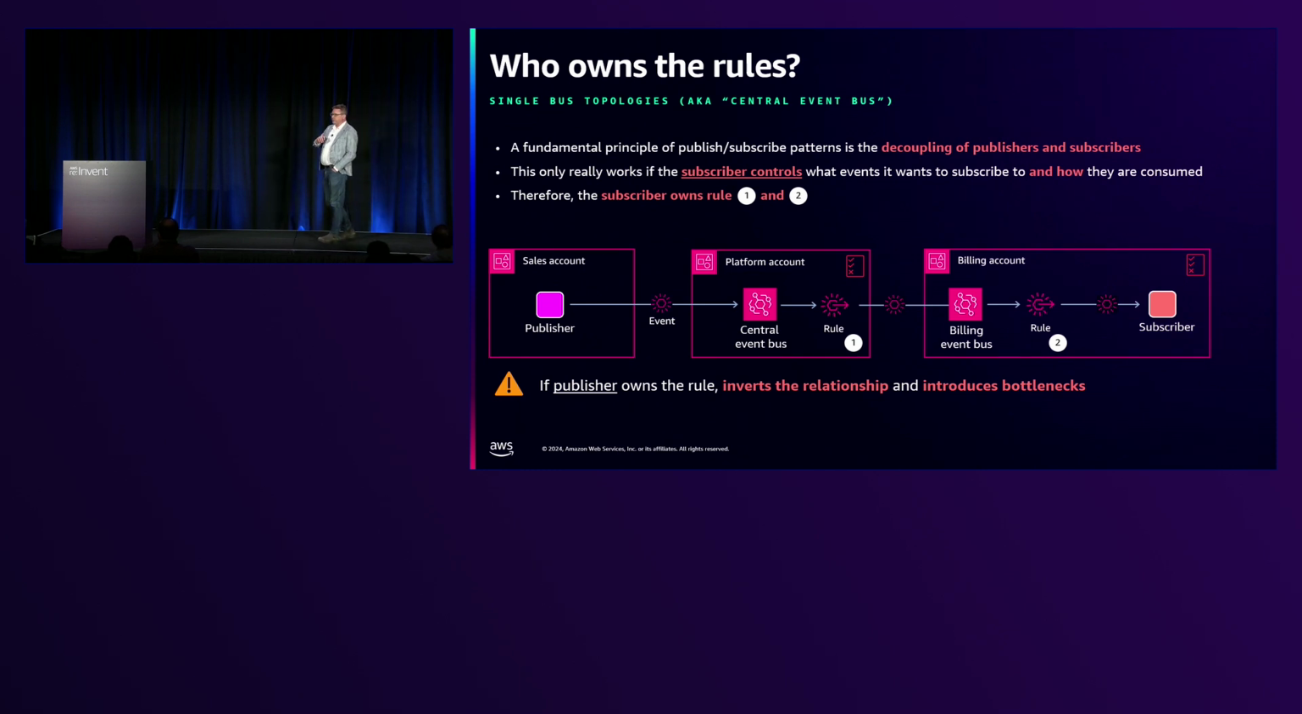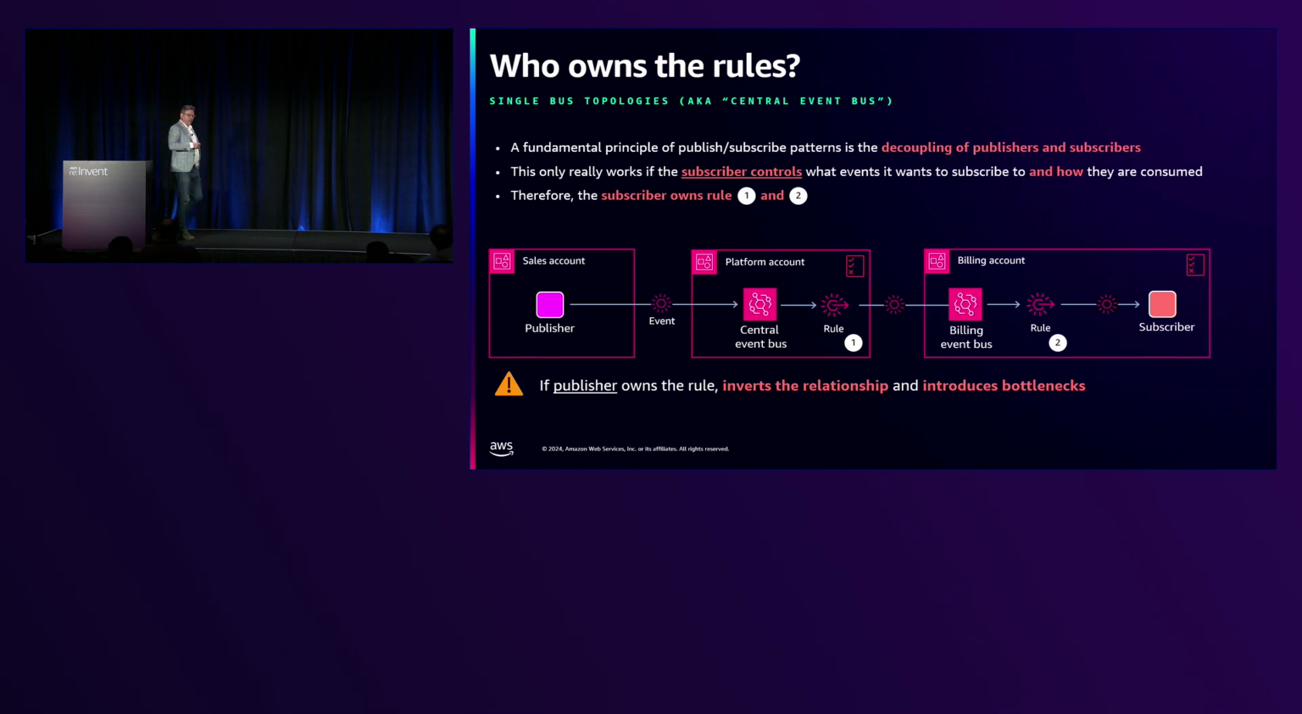Now, a core principle of event-driven architecture and publish-subscribe patterns is the idea of being able to decouple publisher from subscriber. Based on this, that really just means that the subscriber controls the rules that it wants to define to know what it wants to subscribe to and how it wants to process that event. Which means it has to own the rule on the central event bus, and it needs to own the rule in its billing event bus.